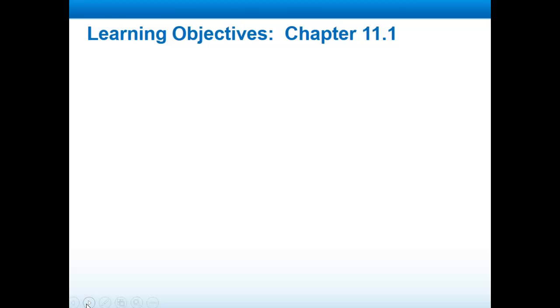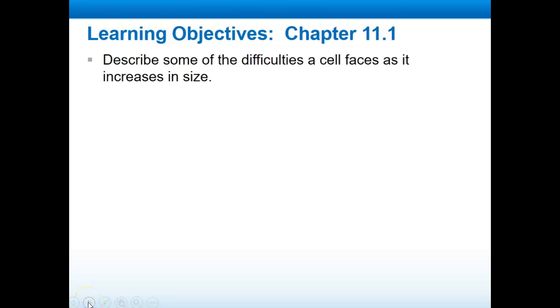In your textbook, this is chapter 11, and we're going to start with the first section, 11.1. What we're going to try to learn in this presentation today is some of the difficulties a cell faces as it increases in size. When cells grow bigger, things start getting hard and complicated. So why is that? What are those things?